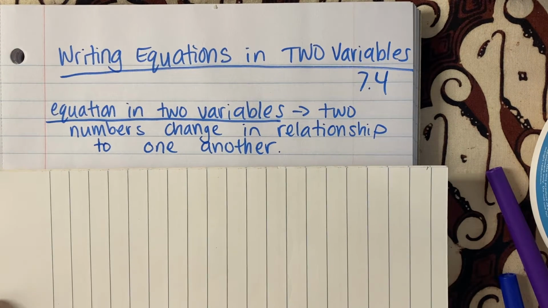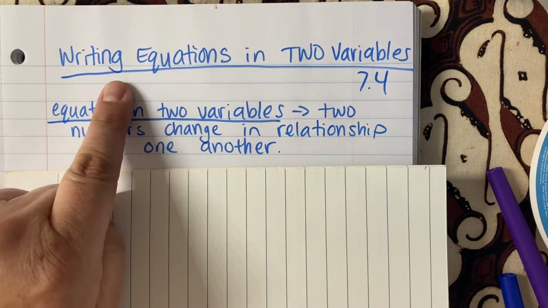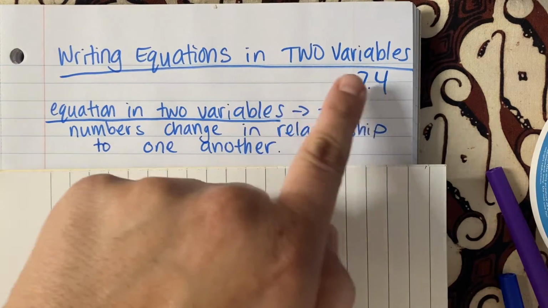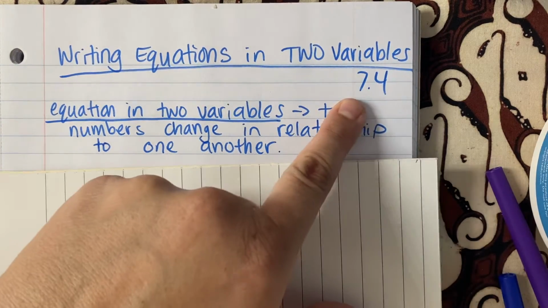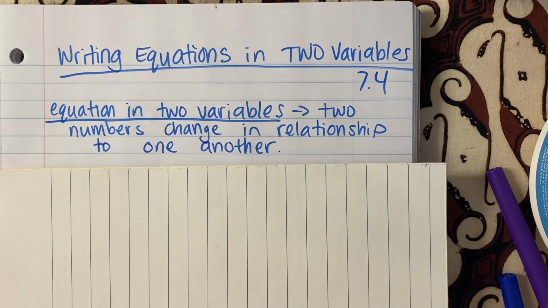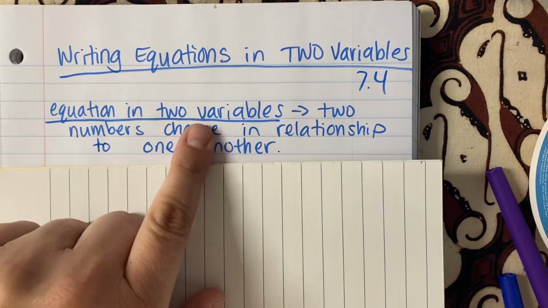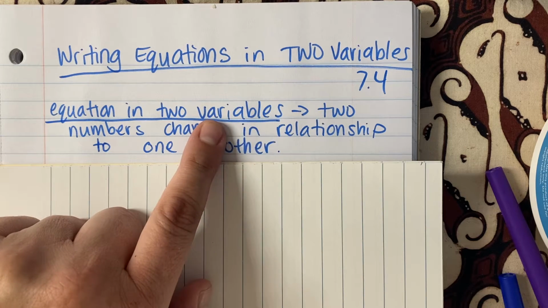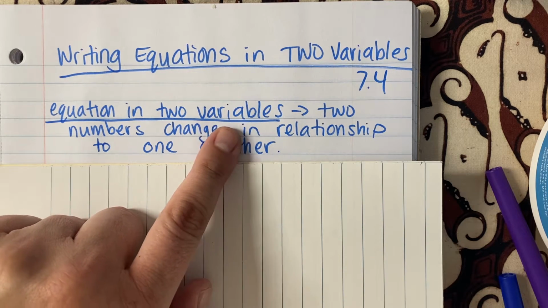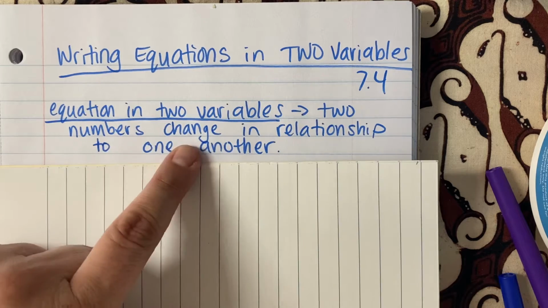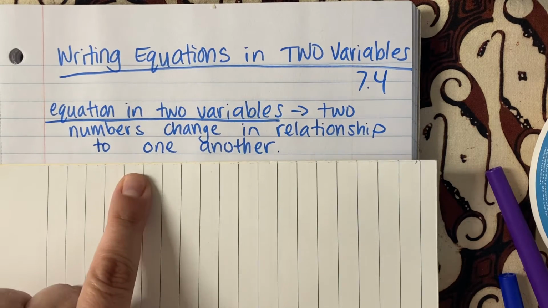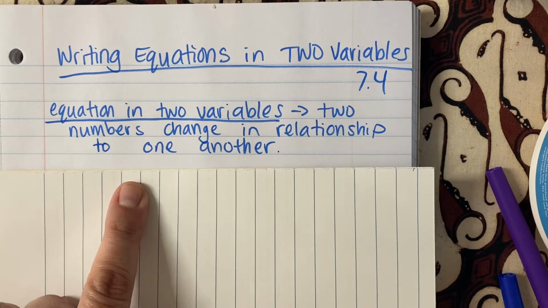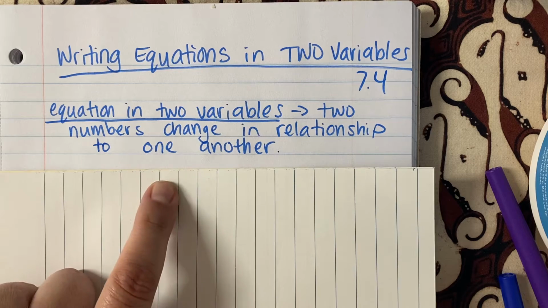Hello, my students. Okay, today we're going to talk about writing equations in two variables, and this is chapter 7, section 4. So when we think about an equation in two variables, you and I know a variable is an unknown, a letter we use for an unknown number. So these two numbers change in relationship to one another. Okay, so they're going to change depending on the other.